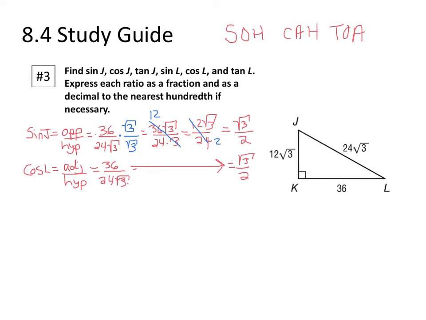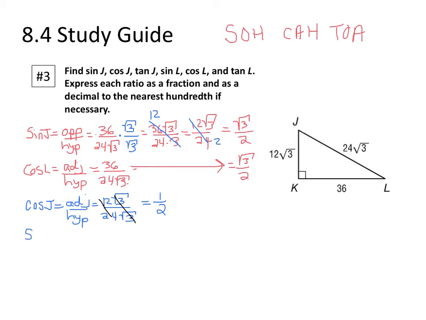So now let's take a look at the cosine of j. Cosine of j is adjacent over the hypotenuse. And from the perspective of j, the adjacent here is 12 square roots of 3, and that's being divided by the hypotenuse, 24 square roots of 3, and they cancel, and 12 divided by 24 is going to give us 1/2. And the cosine of one acute angle is equal to the sine of the other acute angle.